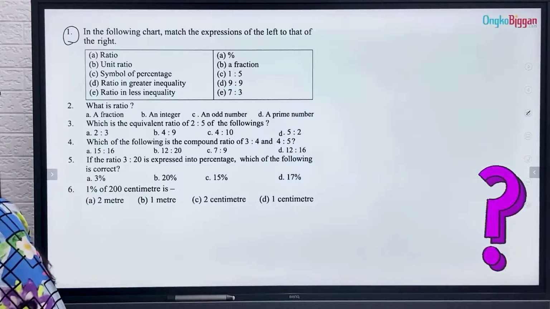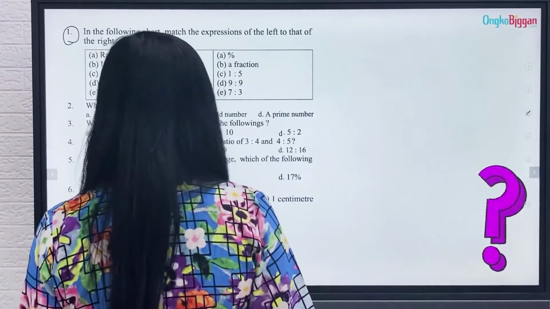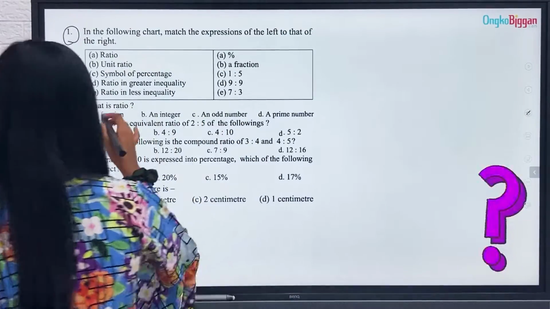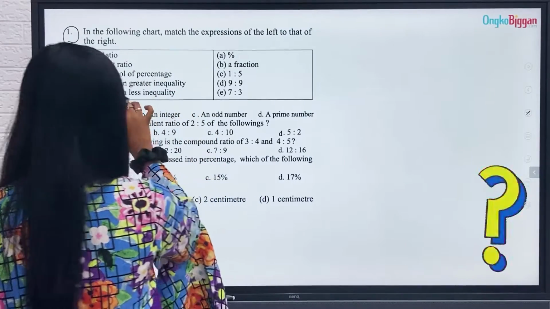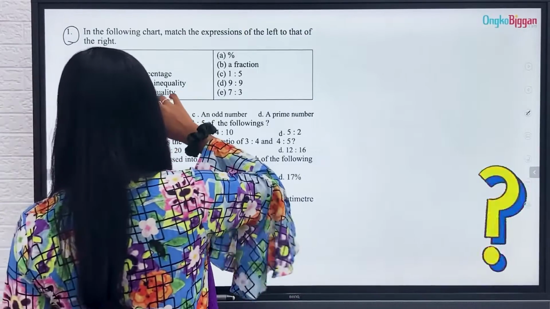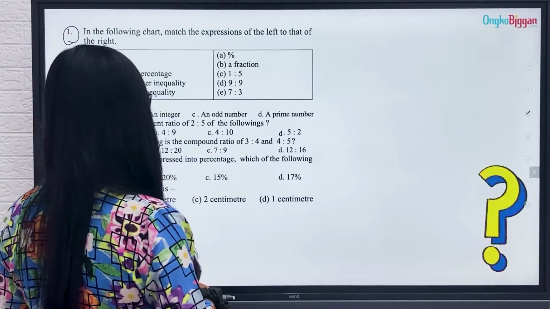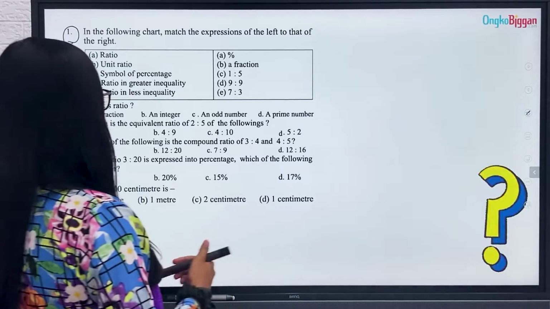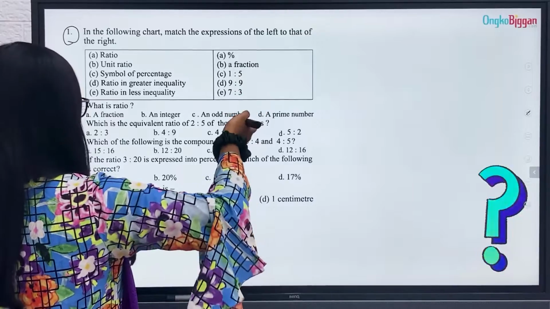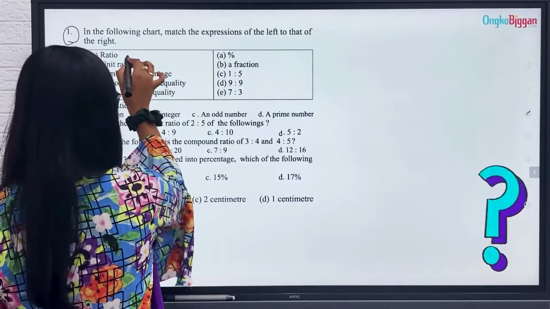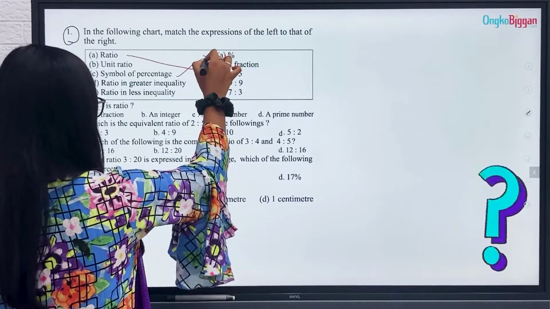So in the following chart, match the expressions on the left to those on the right. Ratio, unit ratio, symbol of percentage, ratio in greater inequality, ratio in less inequality. Okay, so firstly ratio. What is ratio? Here we can see ratio is a fraction actually. So it will be number B. Then a symbol of percentage. So A is our symbol of percentage.